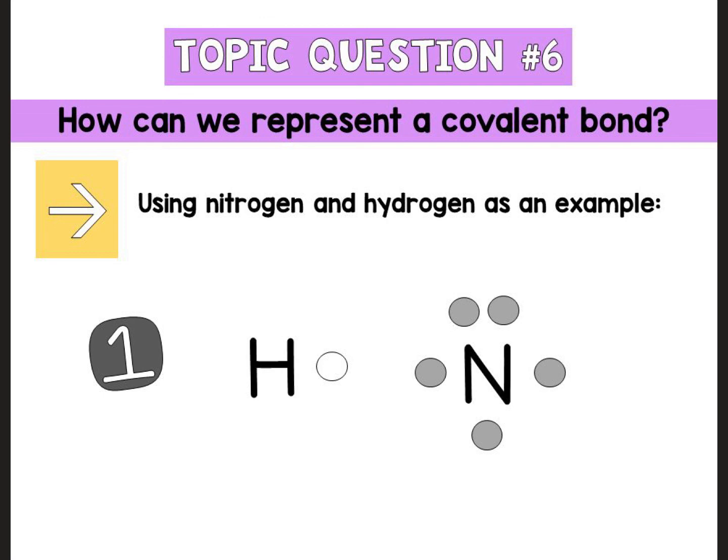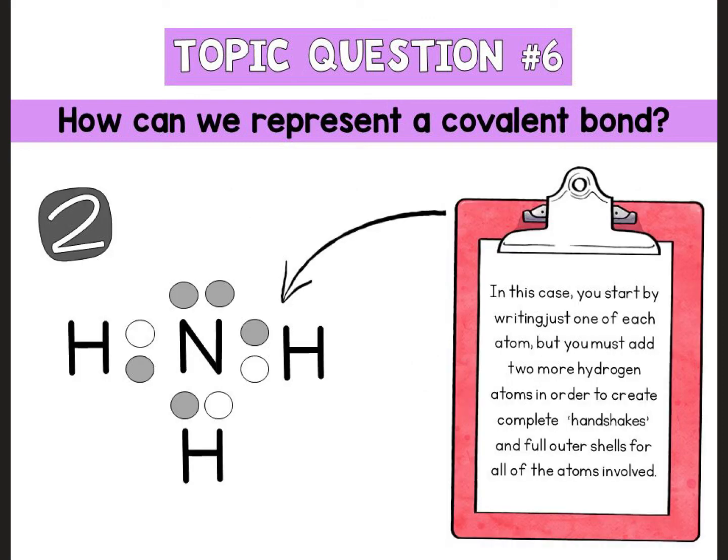Now let's try again using nitrogen and hydrogen as an example. We know that hydrogen has 1 valence electron and nitrogen has 5 valence electrons, which turns out to be a lone pair and 3 unpaired electrons. Hydrogen only has 1 unpaired electron to share, so what's going to happen is there's going to form a bond between hydrogen and nitrogen, but nitrogen's going to be left with 2 more unpaired electrons. To fix this, nitrogen is going to find 2 more hydrogens to bond with.